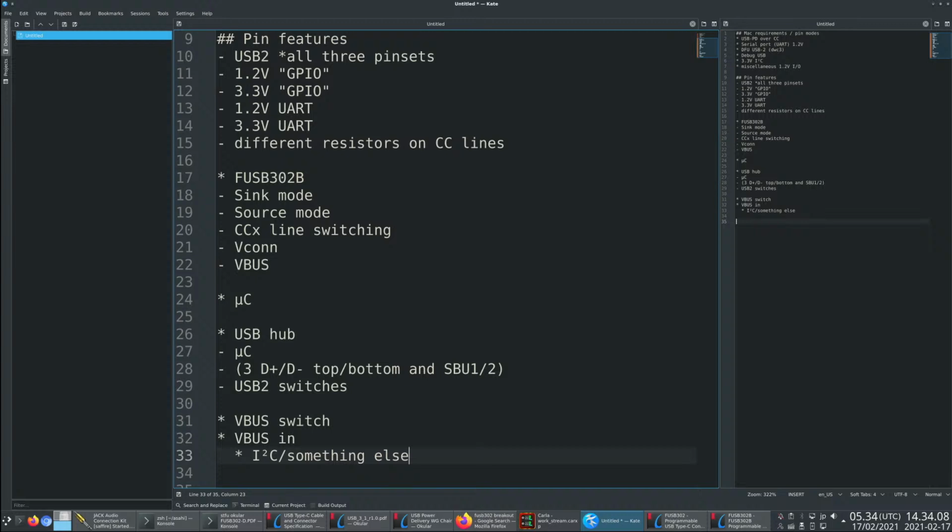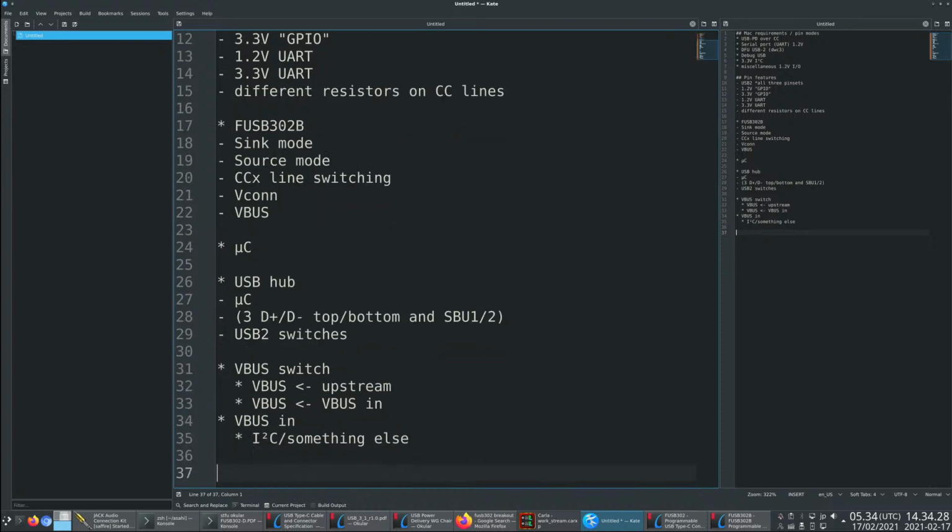So basically, we should have ideally 2 VBus switches. One that connects VBus from upstream, and one that connects VBus from the VBus in connector. Or it could be a jumper. That's another big question about this design, whether a lot of these selections are going to be made by jumpers or by soft switches. This is not completely decided yet. Everything on the VBus bus needs to be 25 volt tolerant. The FUSB302 can measure and tolerate these voltages, so that should be fine.